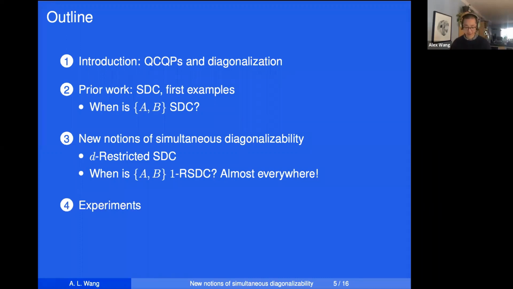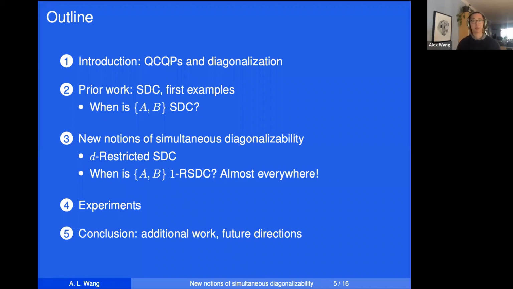Next, I'll tell you about some numerical results that apply our constructions and this one RSDC property to try to solve some QCQPs more efficiently. And then finally, I'll wrap up by telling you about some additional work that I've done in this area, in the same paper, but I won't be able to get to in detail today, as well as some future directions inspired by the numerical results. Okay, I'm going to pause here in case there are any questions.